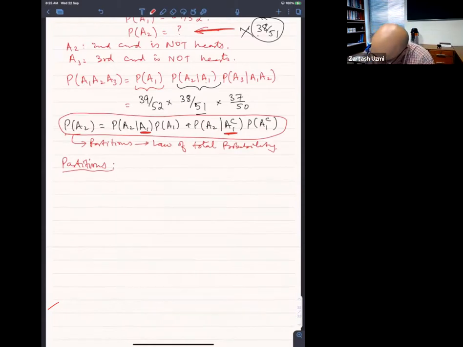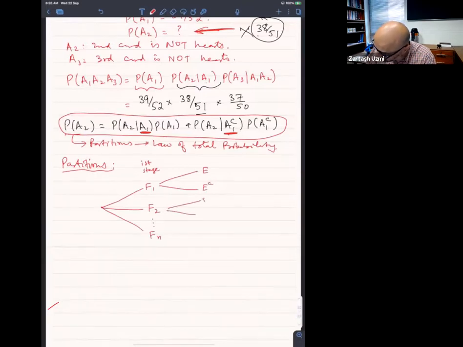Now, first of all, let me draw this tree diagram. Let's say that on stage one you have the possibilities of event F1 happening, F2 happening, and Fn happening: F1, F2, F3, all the way up to Fn. Anything can happen on the first stage. Then on the second stage you have two possibilities, E and E complement.